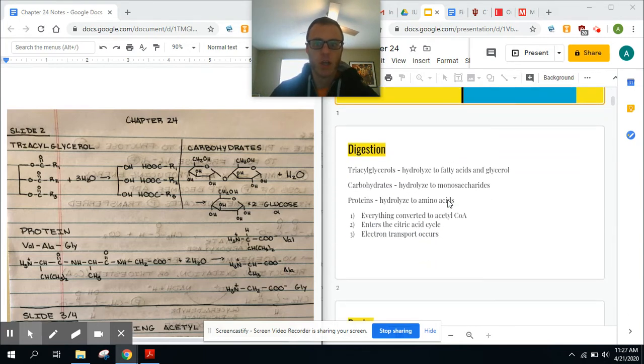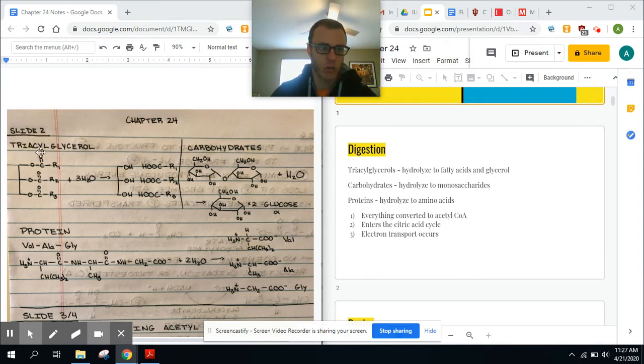All right. So, digestion: we have three basic veins we can go through. Triacylglycerols, fats, are hydrolyzed to fatty acids and glycerol. We talked about this. Carbohydrates are hydrolyzed to monosaccharides, and proteins are hydrolyzed to amino acids. All of this is converted to acetyl CoA. It enters the citric acid cycle, and then electron transport occurs.